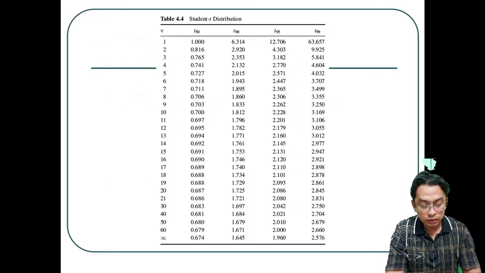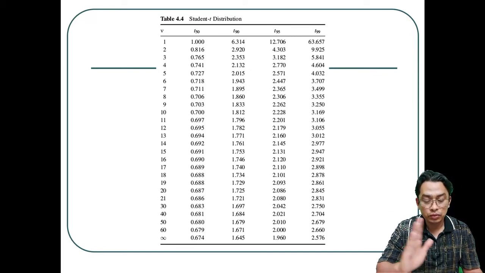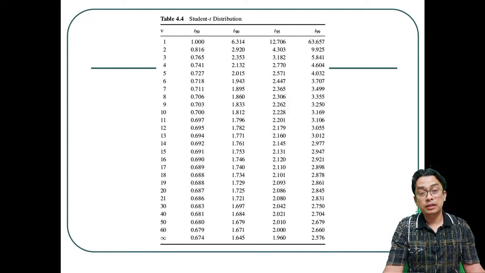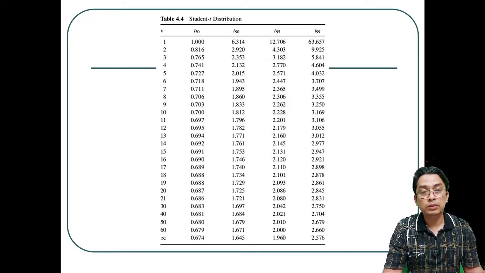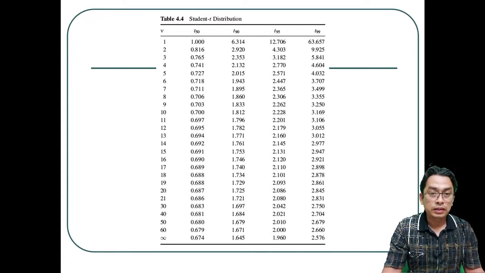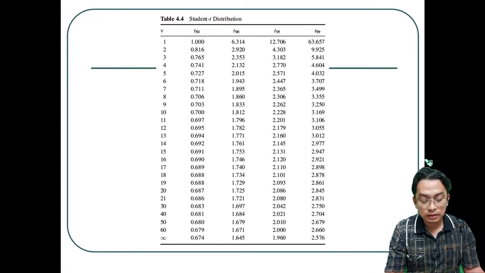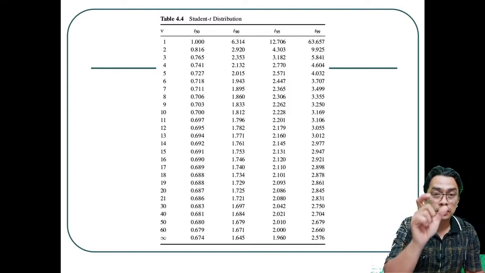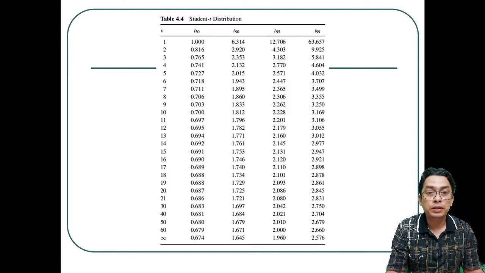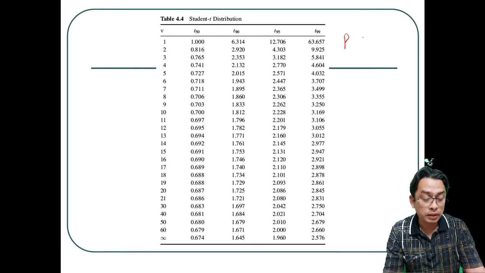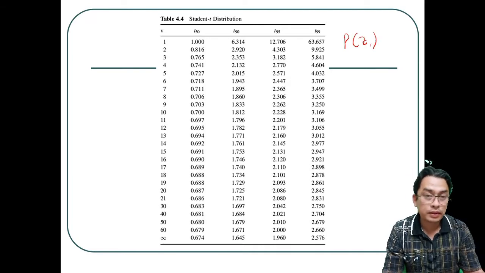Alright, so this is actually the table. V, on the most left side of the table, is the V degree of freedom. Remember, it is equal to n minus 1. And then on the other side we have T50, T90, T95 and T99. This is the same as the P, the probability. Remember, we had P(Z) before, for infinite data.